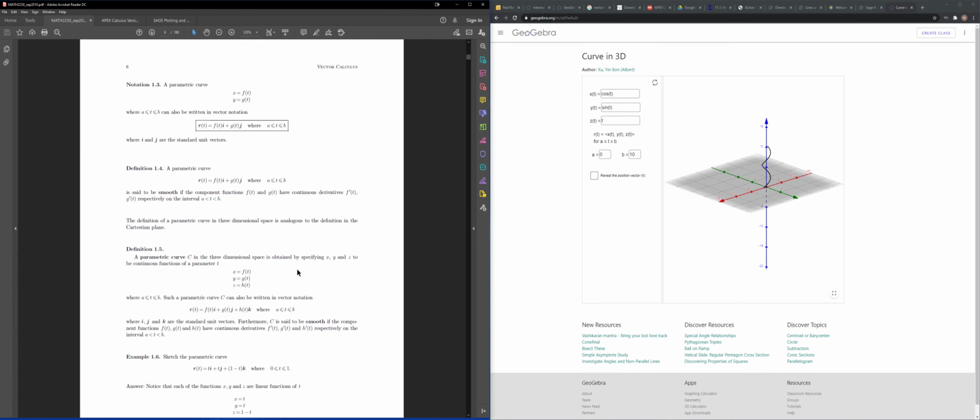Now, if you have x as a function of t and y as a function of t, but additionally you have z as a function of t, what this z is doing for you is giving you height. So putting in some value for t gives you x, y, and z, a point x, y, z, which would be a point living in three-dimensional space like this here.